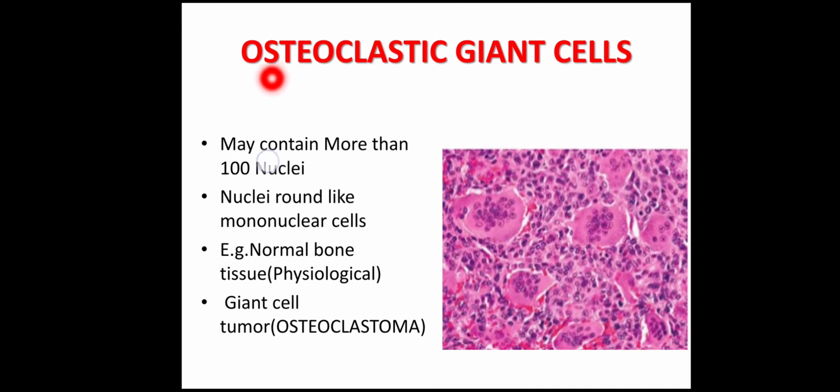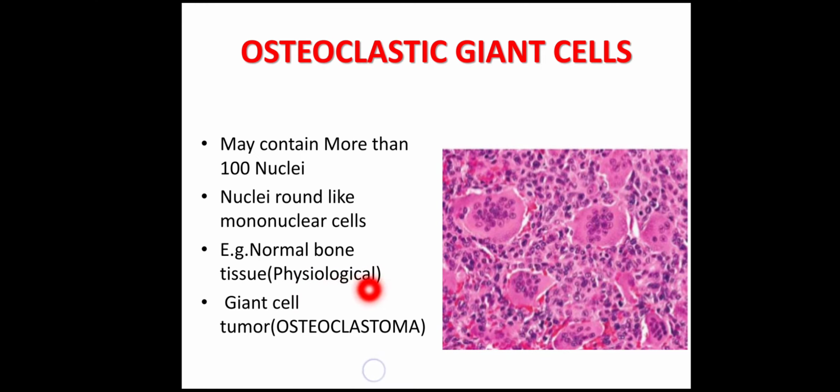So next is the osteoclastic giant cell. It may contain more than 100 nuclei. This is a characteristic point, that it can contain numerous nuclei, and the nuclei are basically round mononuclear cells. The osteoclasts are physiologically seen in the bone tissue, and they are responsible for the resorption of bone, and additionally they can be seen in osteoclastoma, which is a giant cell tumor of bone.